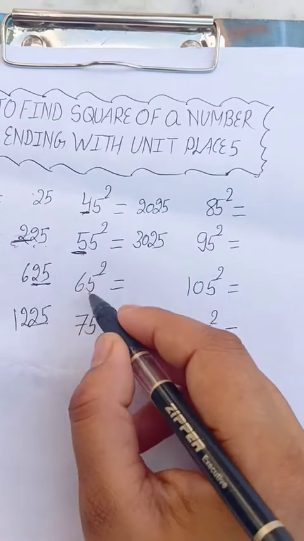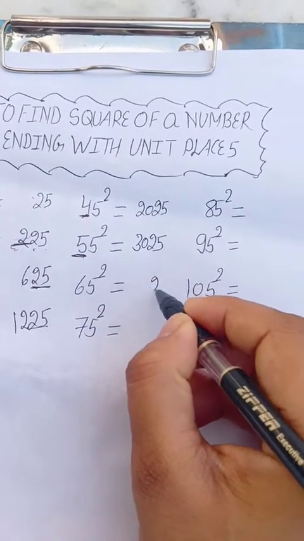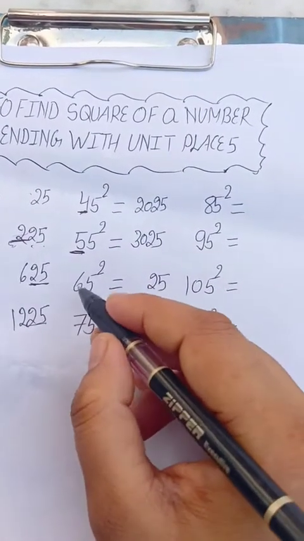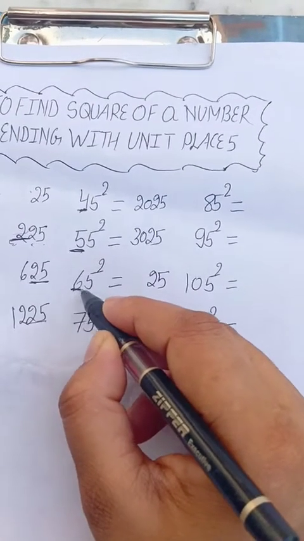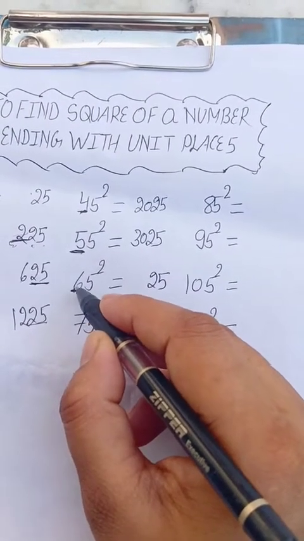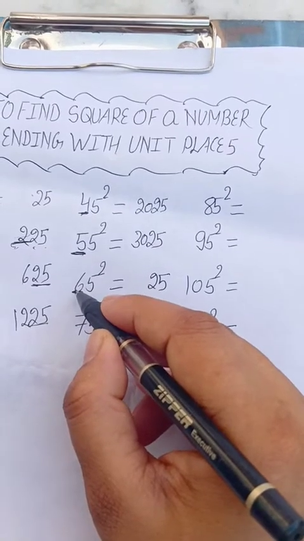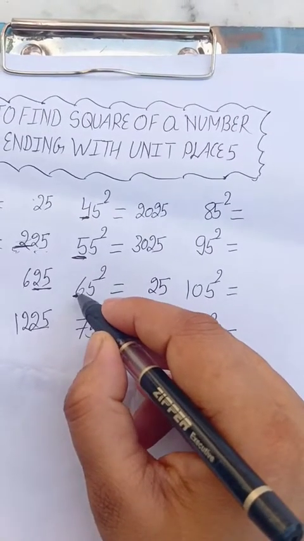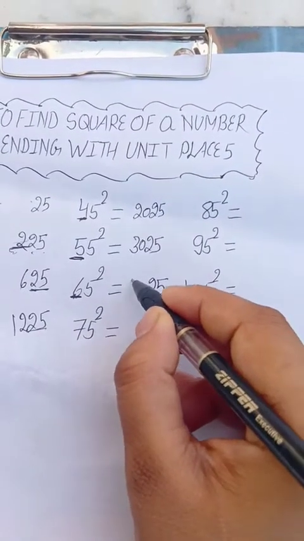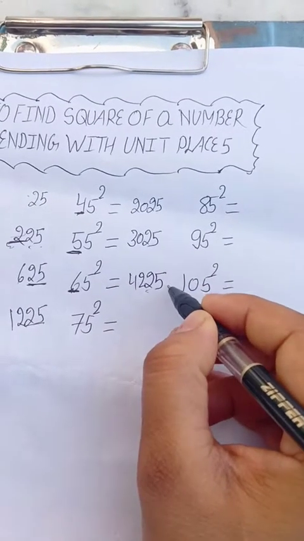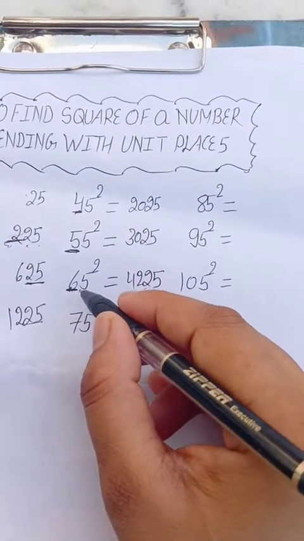Similarly 65 square. In 65 square the last two digits will be 25, and here we will write the product of 6 and its successor, that is, the successor of 6 is 7. So 6 sevens are 42, that is 4225 will be the square of 65.